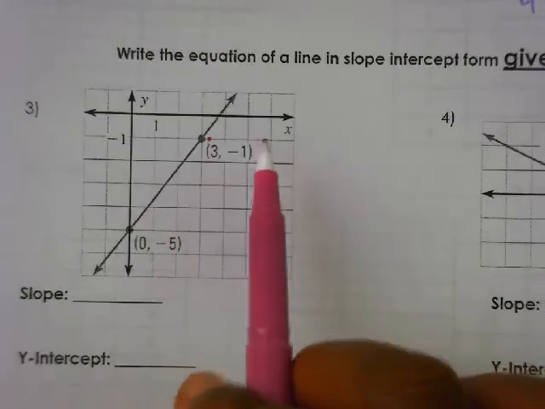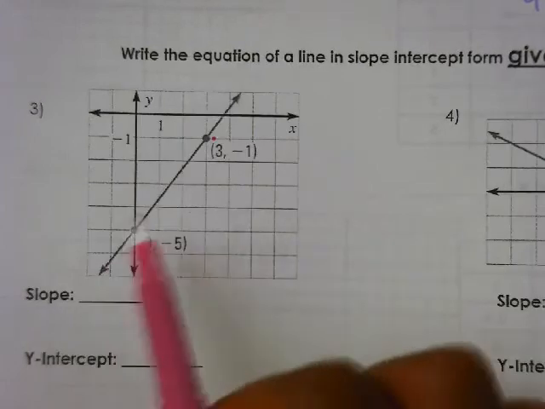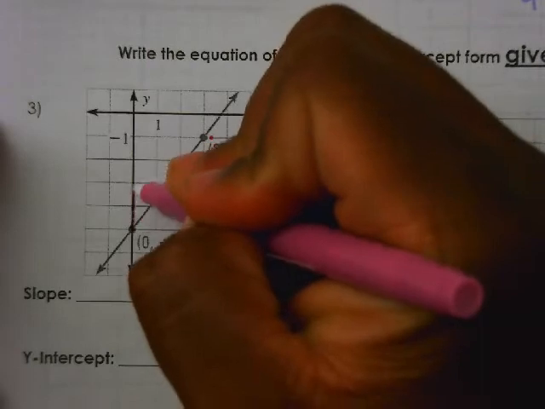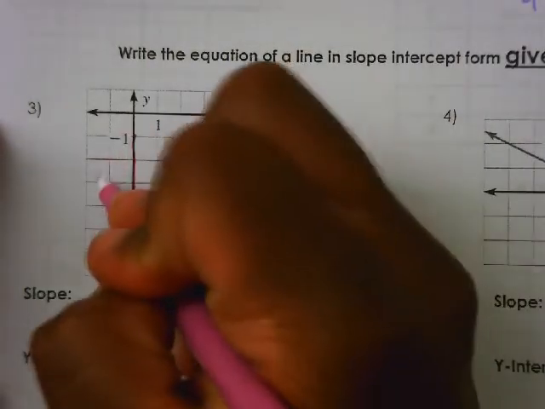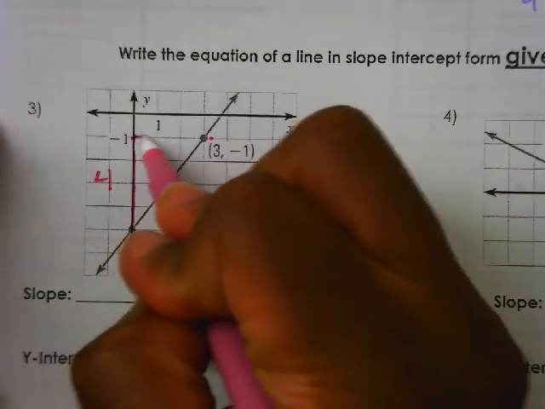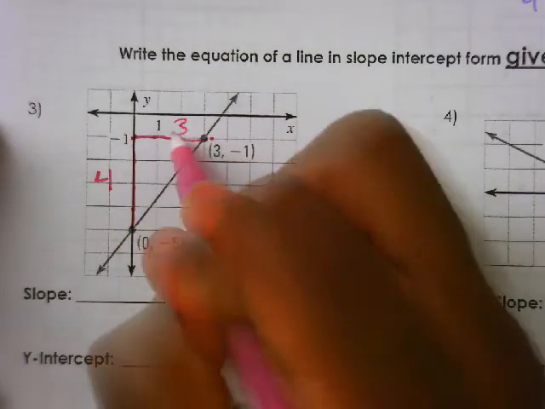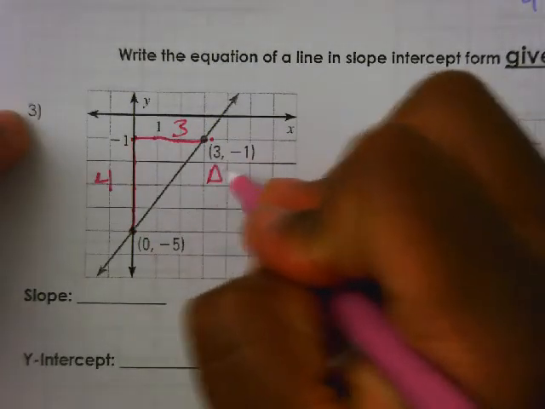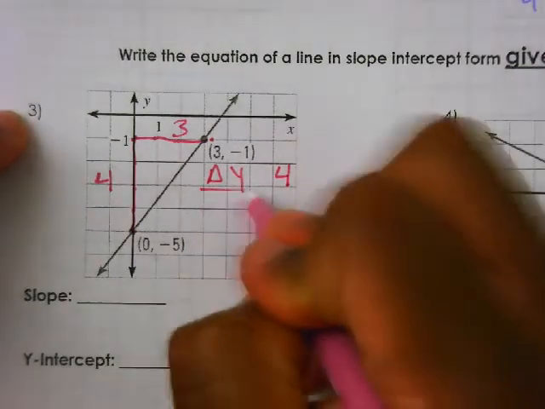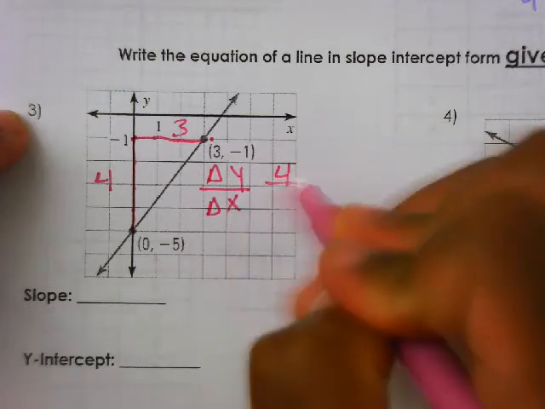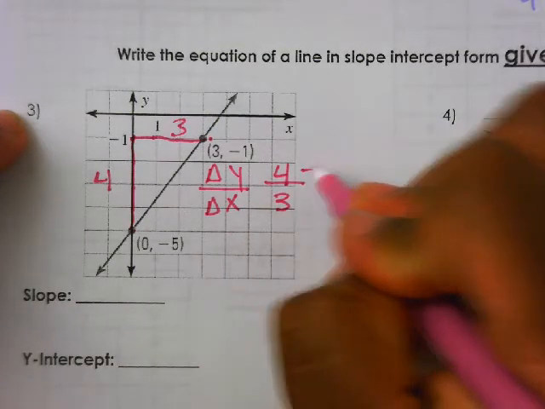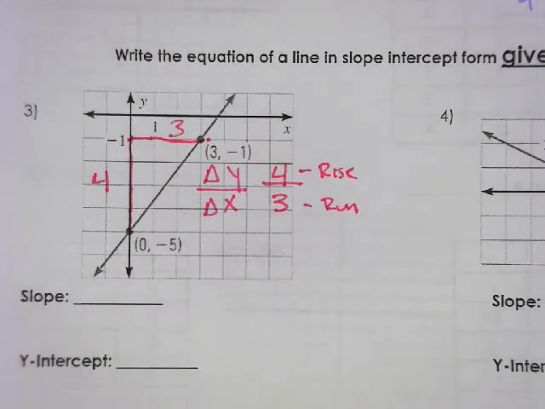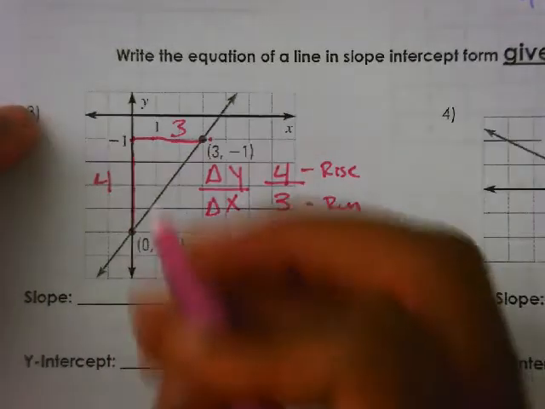This is a positive slope because it's going uphill, positive all the way up. Therefore, I'm going to rise up 1, 2, 3, 4. And I'm going to run 1, 2, 3. So the change in y was 4, the change in x was 3. The rise was 4 and the run was 3. So what is my slope? My slope is 4/3.